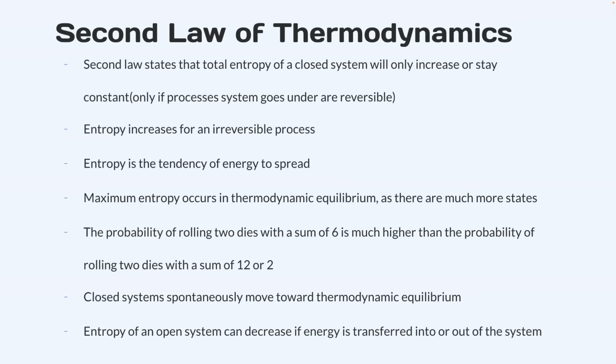So the middle, where two systems are in thermal equilibrium, will have many more possible states. Closed systems spontaneously always move toward thermal equilibrium. And the entropy of an open system can decrease if energy is transferred into or out of the system.